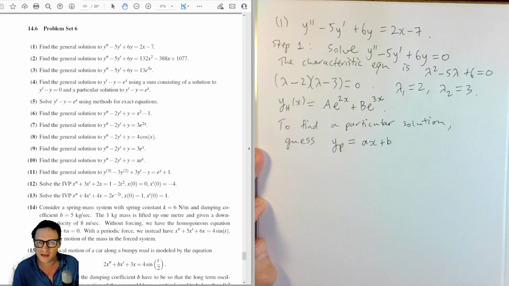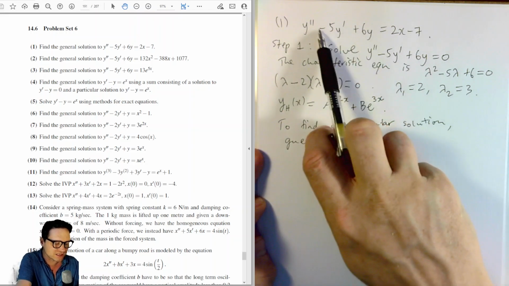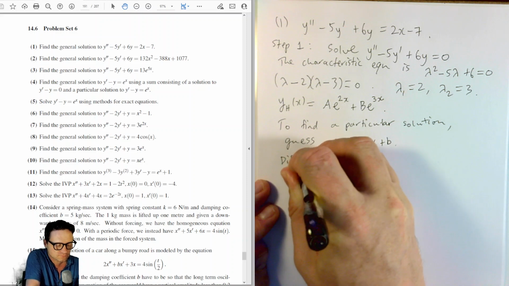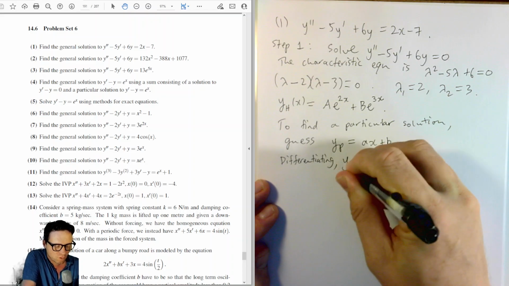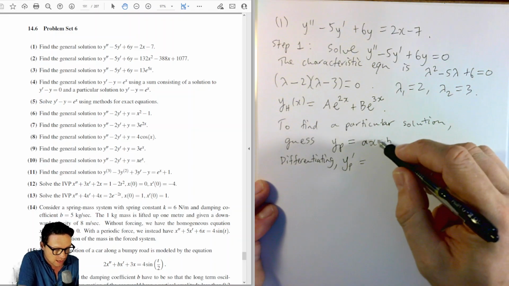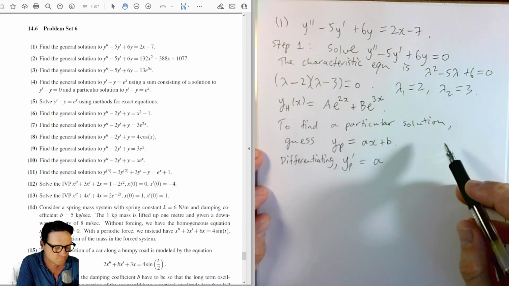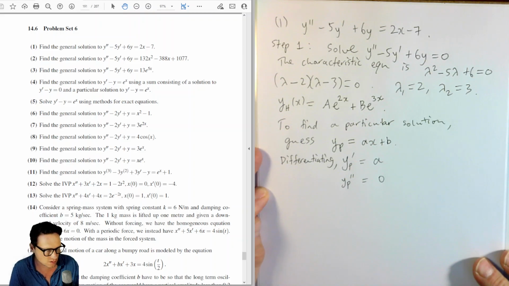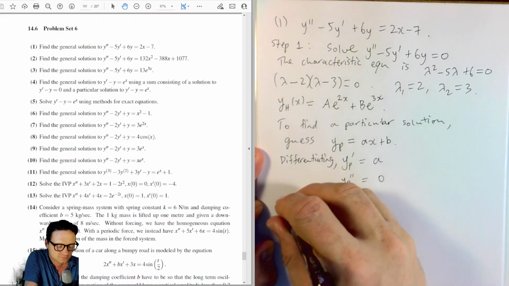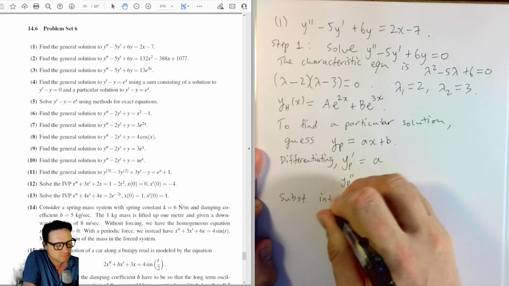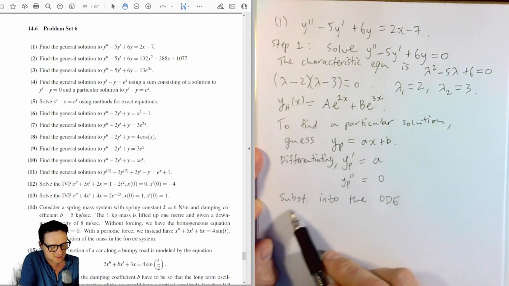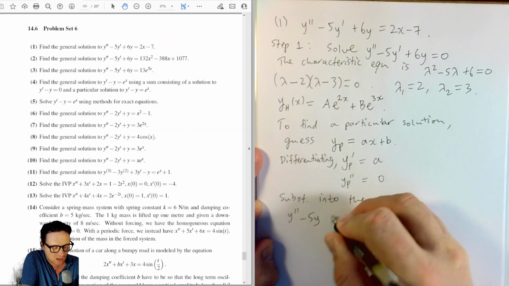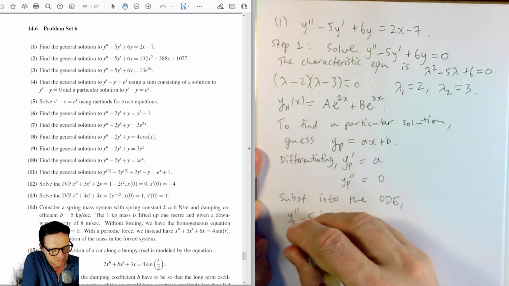And I need to find a and b, and so the way I do that is by differentiating enough times to sub it into this equation and match coefficients. Okay, so differentiating, we have yp dash is a, and then again yp double dash is 0. Okay, so substituting this into our differential equation, the ordinary differential equation, y double dash minus 5y dash plus 6y, except let's put subscripts p on these.